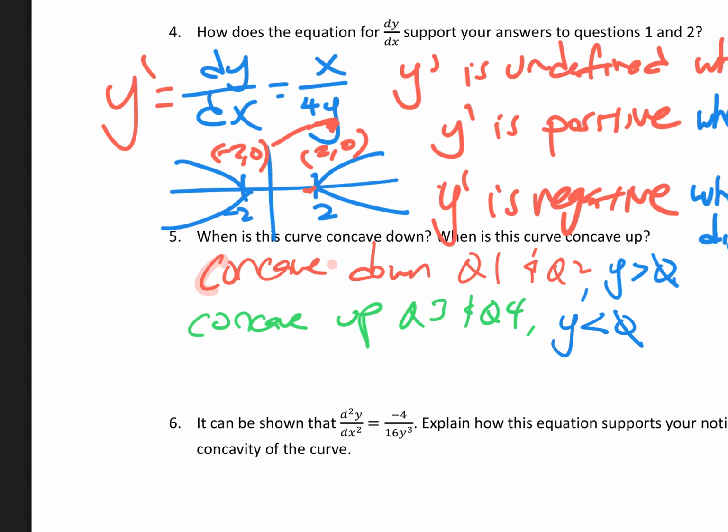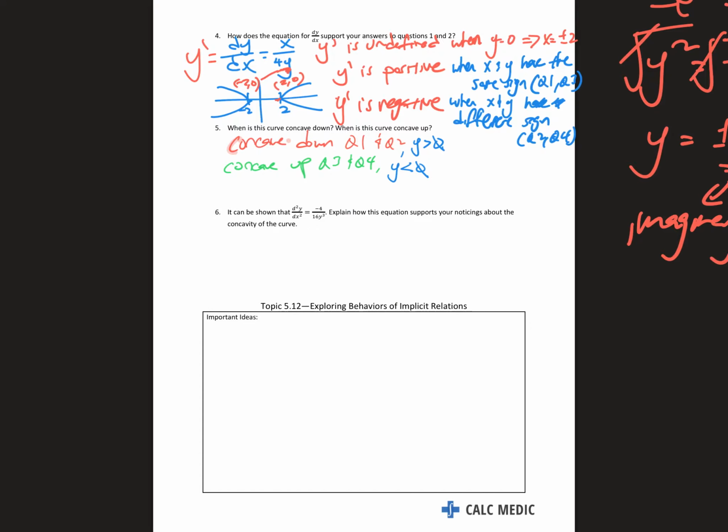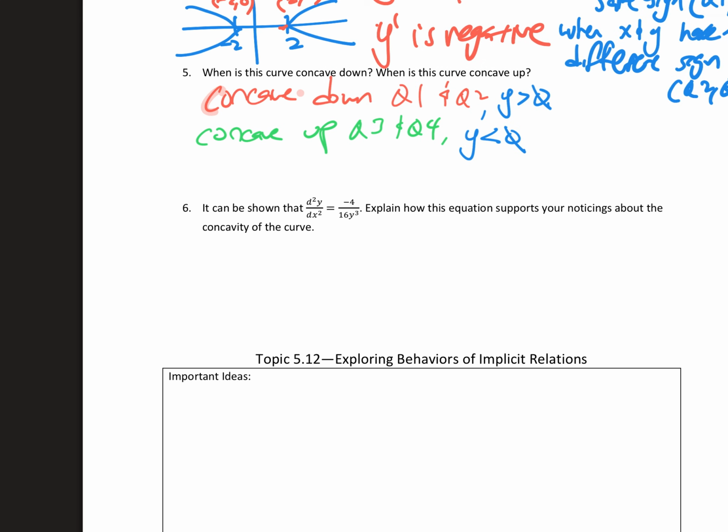Let's go ahead and talk about the next section, number 6. All right, so number 6. It can be shown that the second derivative of y is negative 4 over 16y cubed. Explain how this equation supports your noticings about the concavity of the curve. So this, once again, is about plugging in x and y values and finding out what the sign of your second derivative is. And that matters because we know that the second derivative tells us the concavity of an equation. Sorry, a relation in this case.